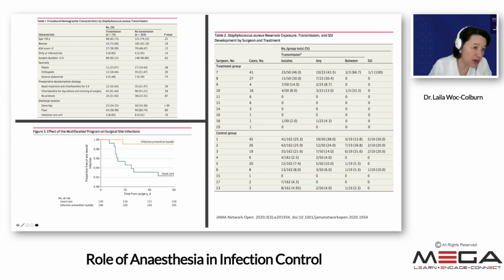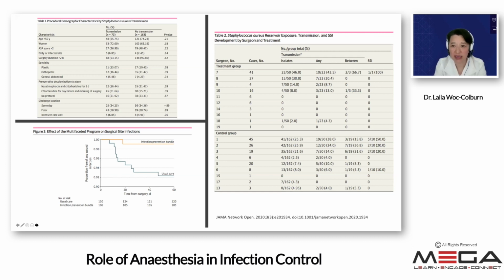So in table 1 is the demographics, transmission versus no transmission. So they were pretty evenly distributed, mostly above the age of 50. The majority were women, and an ASA score of about 2. Actually, dirty infected site was more common in the transmission group than in the no-transmission group, but it was not statistically significant. They looked at whether they had general abdominal, orthopedic, or plastic surgery, and if they did mupirocin, chlorhexidine, or no protocol.